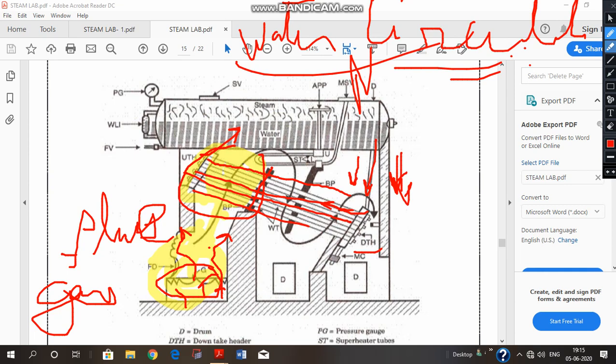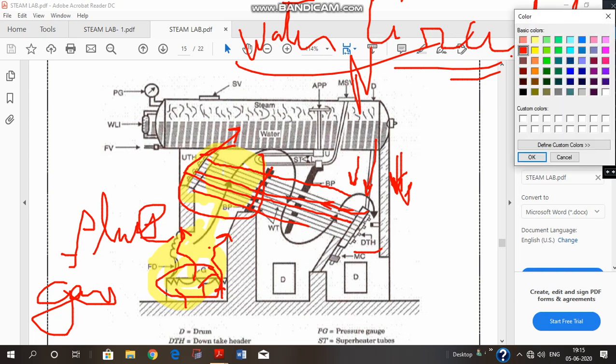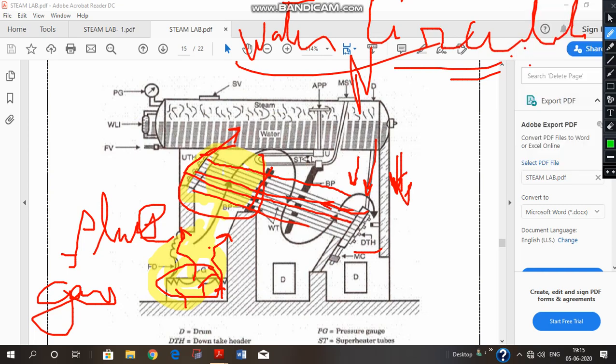Now the flow path of the flue gases is a zigzag path. It takes this path, which I am showing in green color. And why does it take this path? Because it has no other option. These black ones are the baffles. This one is a baffle.